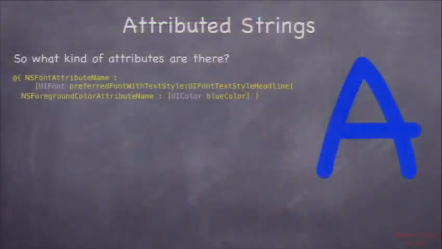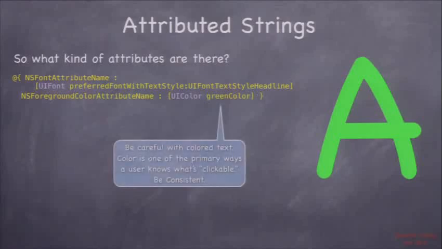What if I added this key value pair to my dictionary? NSForegroundColorAttributeName, UIColor blue color. Here the key is this foreground color attribute name, and the value is a UIColor. So that changed it to blue. And I could change it to green if I wanted to.